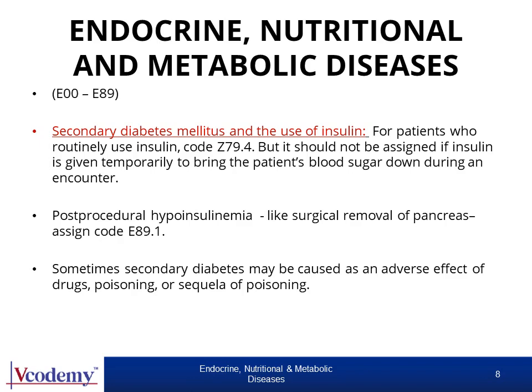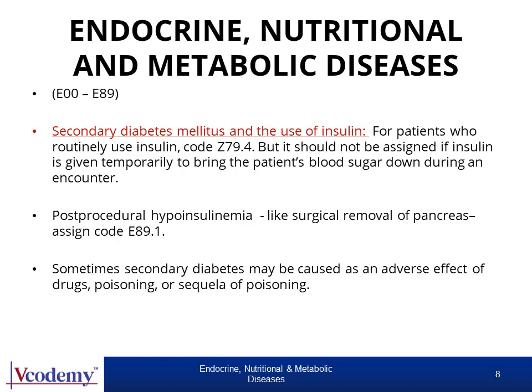But if it is given just for 1 week, so that the blood sugar is normalized for some surgery or some other reason, it is only given temporarily, just for a few days or 1 or 2 weeks. So then you cannot use the code Z79.4. Post procedural hypoinsulinemia, like surgical removal of pancreas, assign the code E89.1.